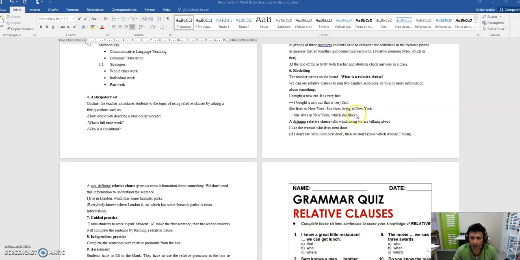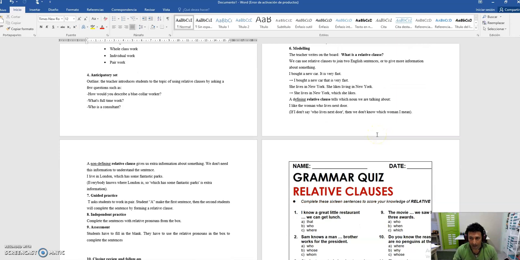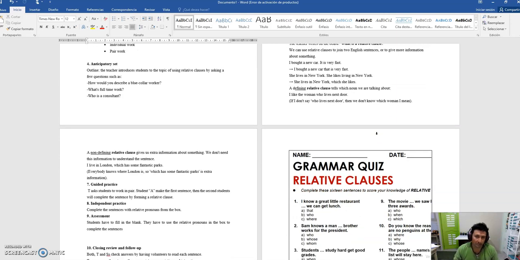These are relative clauses. A defining relative clause tells which noun we are talking about. For example, I like the woman who lives next door. If I don't say who lives next door, then we don't know which woman I mean. It could be any woman, any girl, any person.